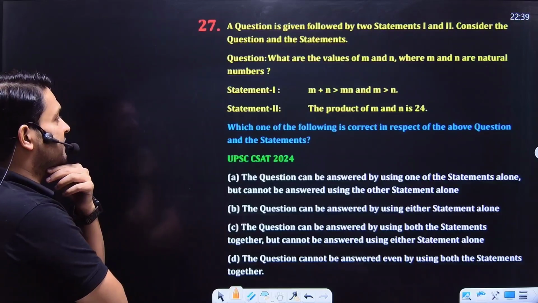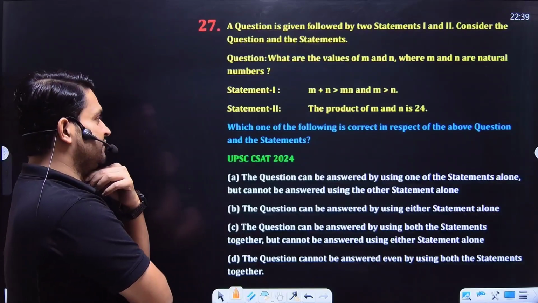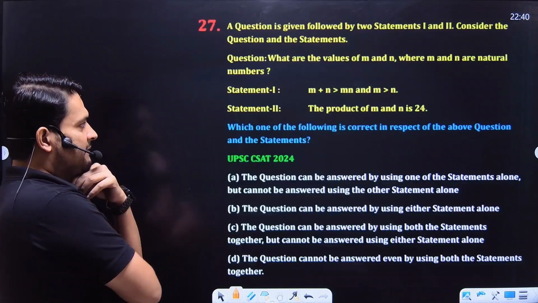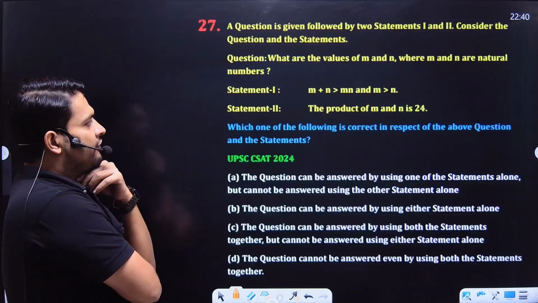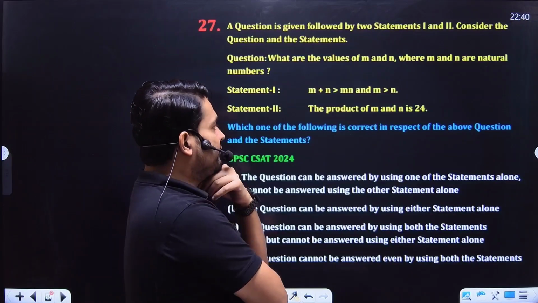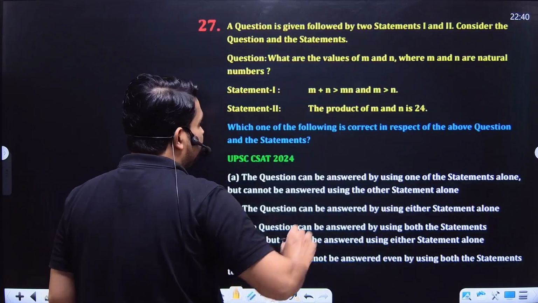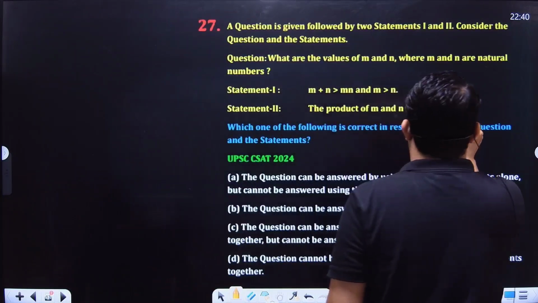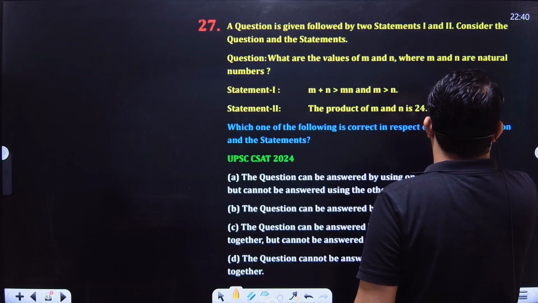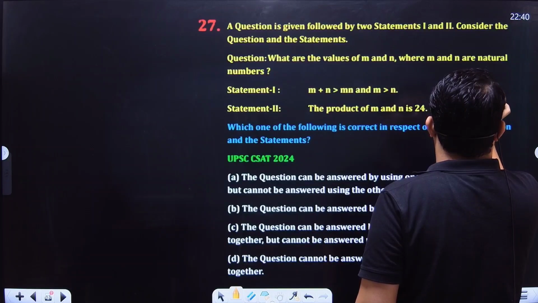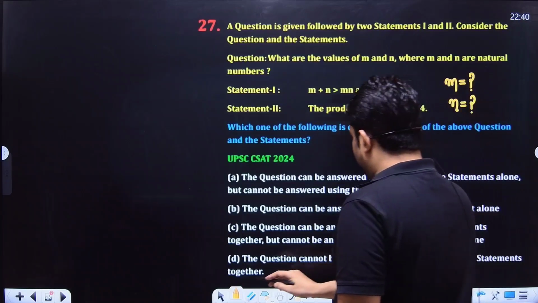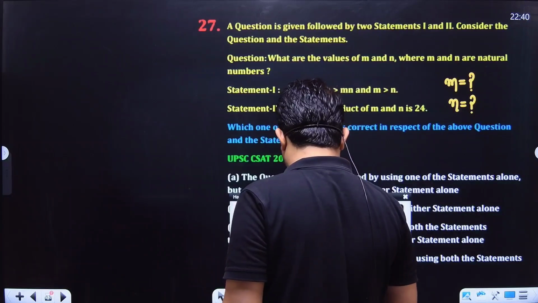Statement first says that m plus n is greater than mn, where m is greater than n. The second statement says the product of m and n is 24. You have to tell the values of m and n, meaning you have to tell the exact value of m and the exact value of n.